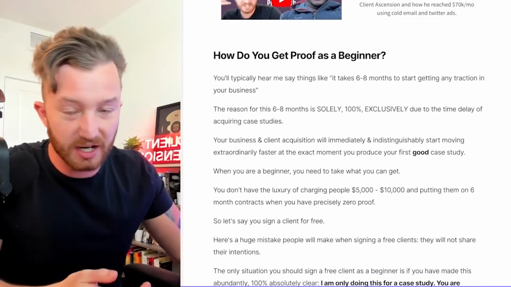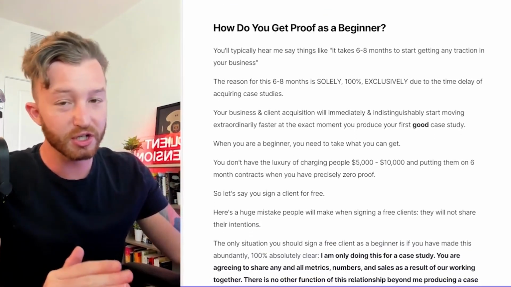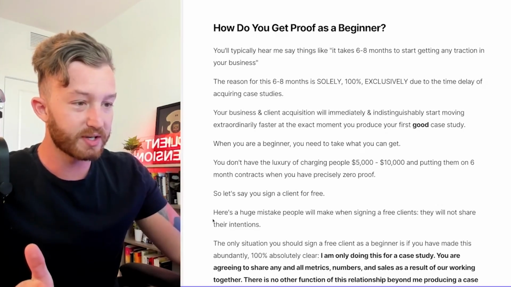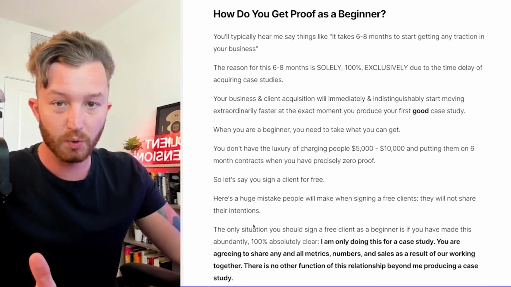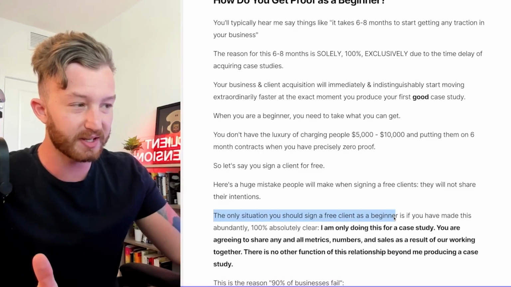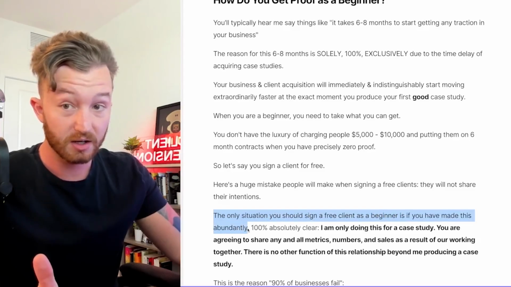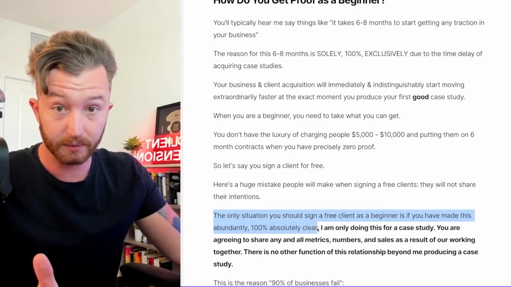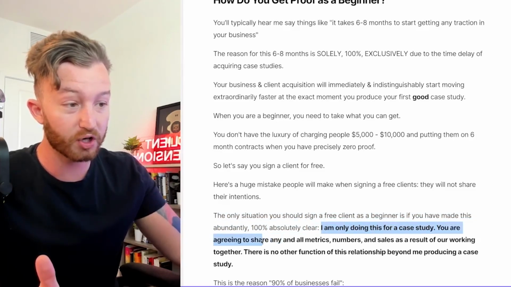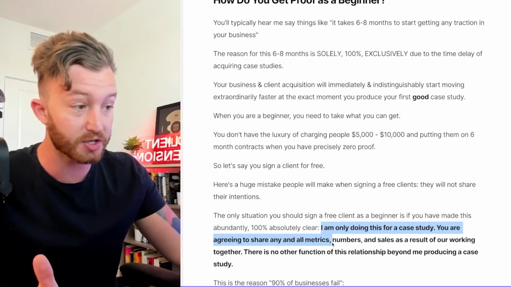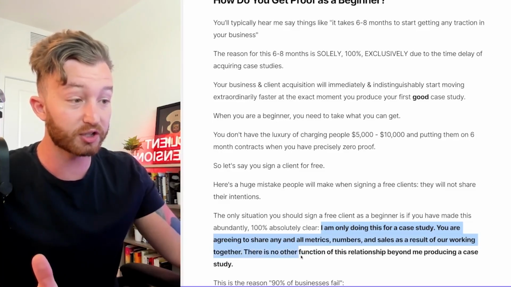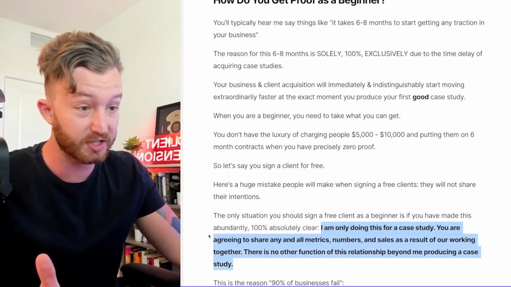So let's say you sign a client for free. Here's a huge mistake people will make when signing a free client, right? They will not share their intentions. And what do I mean by intentions? The only situation where you should sign a free client as a beginner is if you have made this one thing abundantly, 100% clear. And it is the fact that I am only doing this for a case study. You are agreeing to share any and all metrics, numbers, and sales as a result of our working together. There is no other function of this relationship beyond me producing a case study.